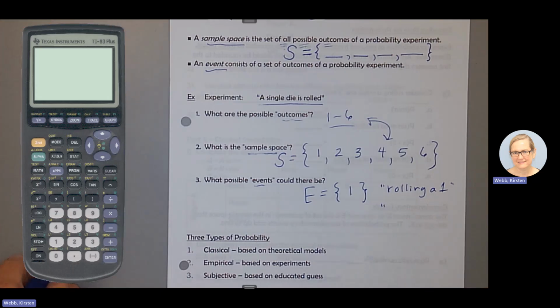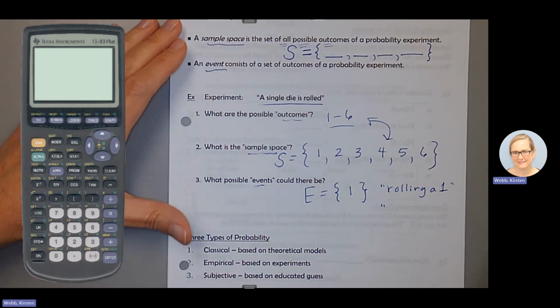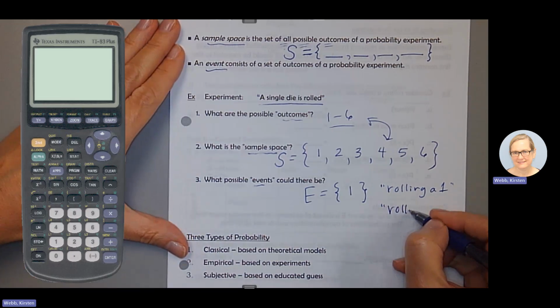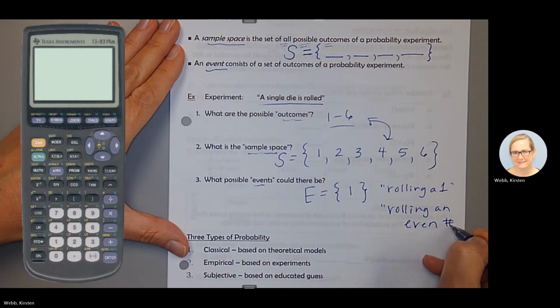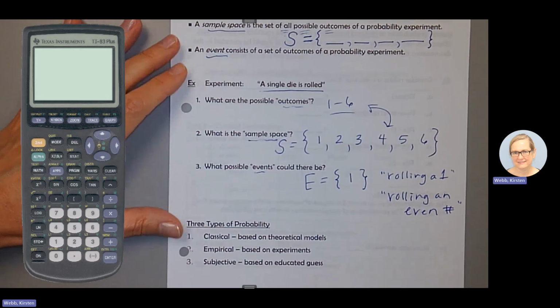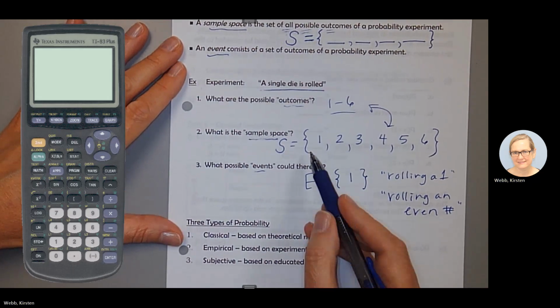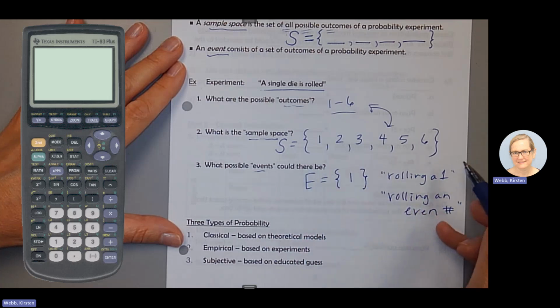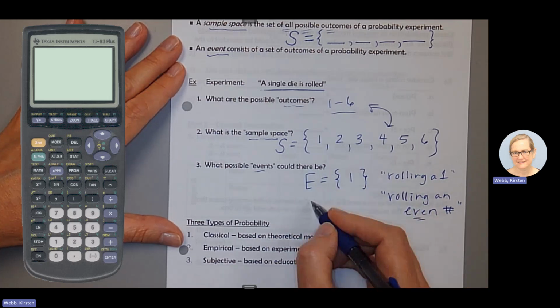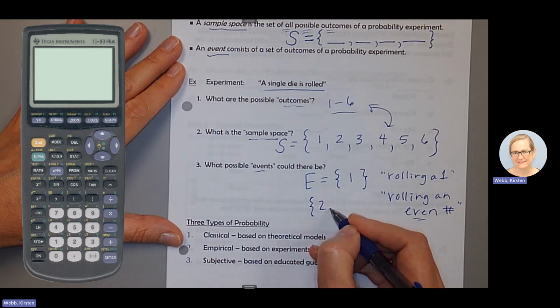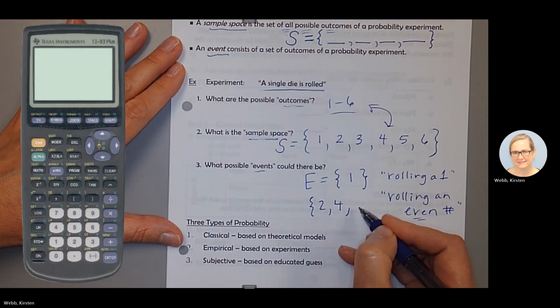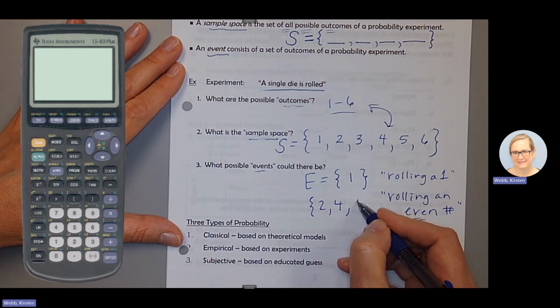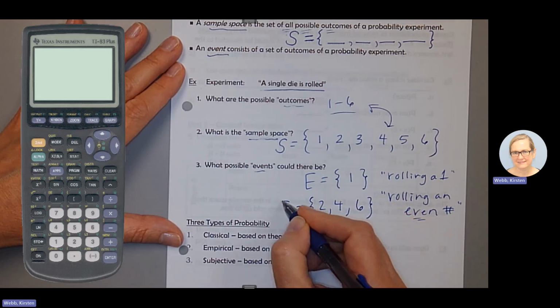Is anybody thinking of any other possible events out of this sample space? Let's say rolling an even number. That's going to be more than one outcome. Out of the sample space here, rolling an even number would include what? It would include the 2 and the 4 and the 6. Yeah, so that'd be another possible event.